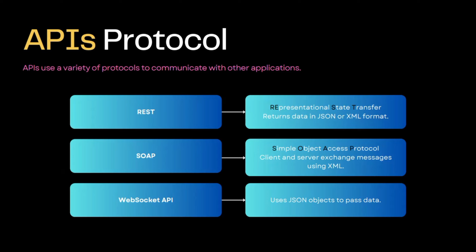Then we have SOAP APIs. SOAP stands for Simple Object Access Protocol. Client and server exchange messages using XML. This is less flexible and it was popular in the past. And then we have WebSocket API. WebSocket API is another modern web API development that uses JSON objects to pass data. WebSockets are a type of API that enables real-time bidirectional communication between the client and server, which makes it more flexible and efficient than REST.